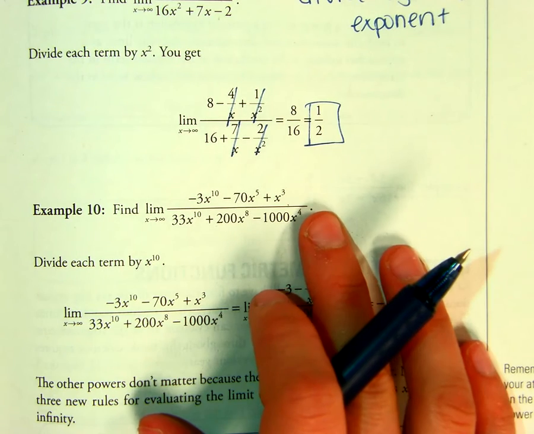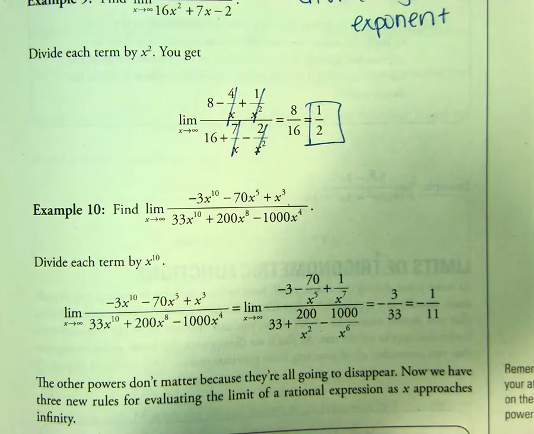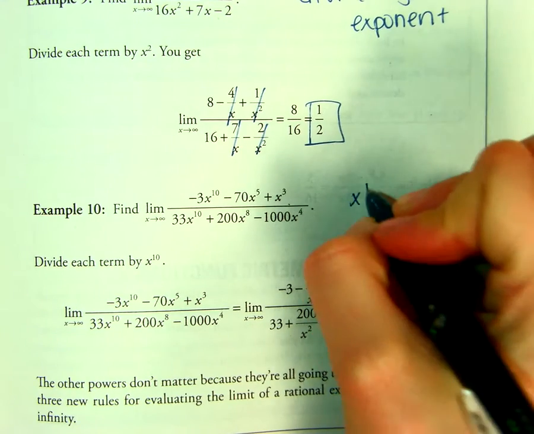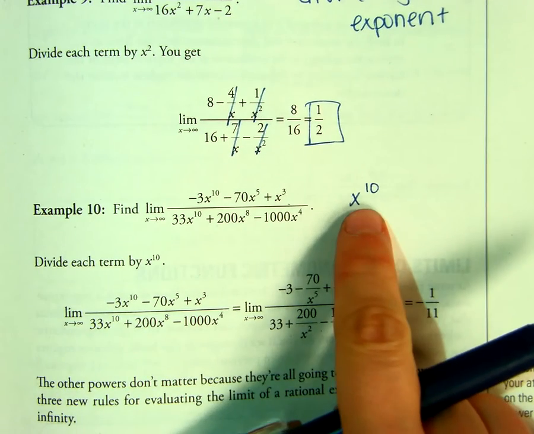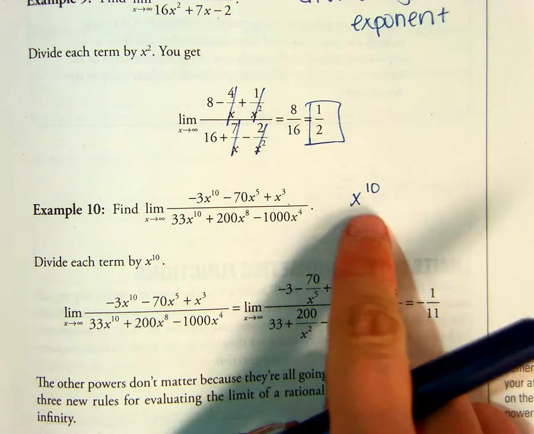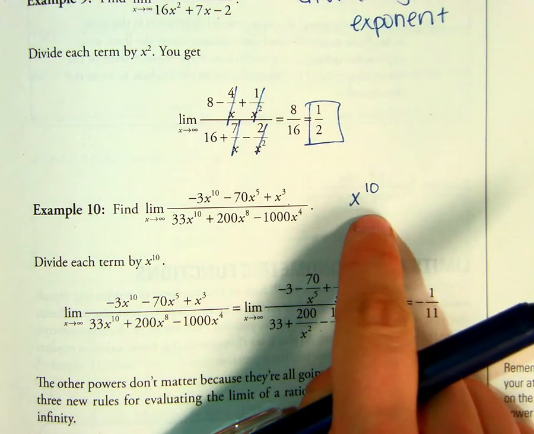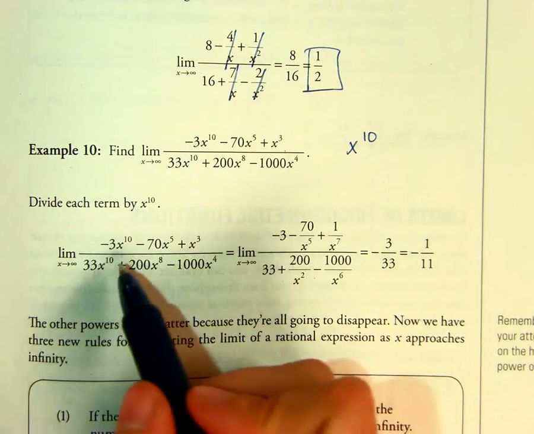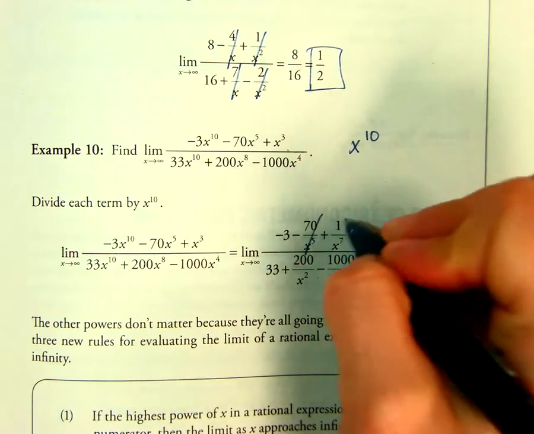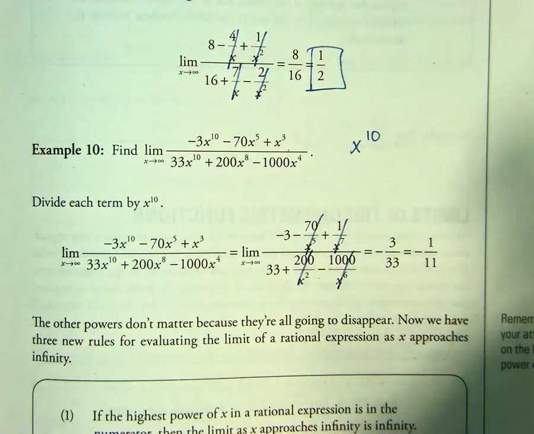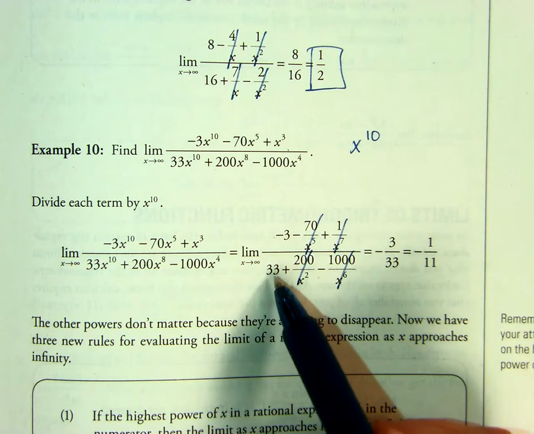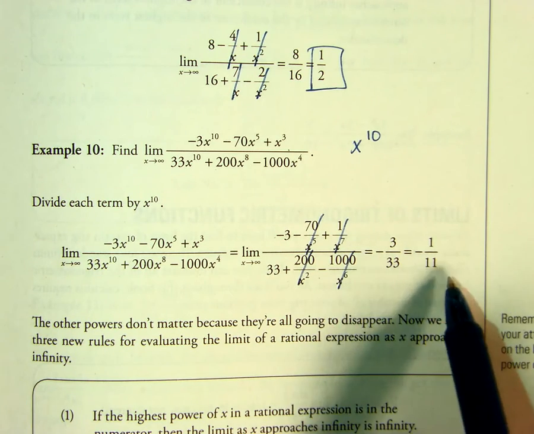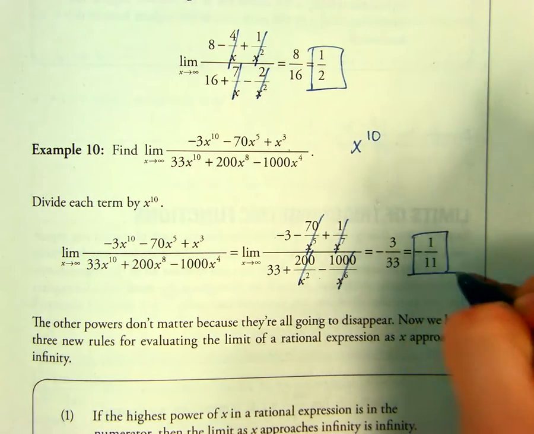So here's what looks like a pretty complicated one. My largest exponent is a 10 for the variable, so I'm going to divide everything by x to the 10th. So we're left with these go to 0 and these go to 0. Negative 3 over 33 I can reduce to get negative 1 over 11.